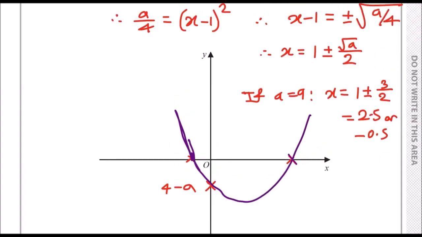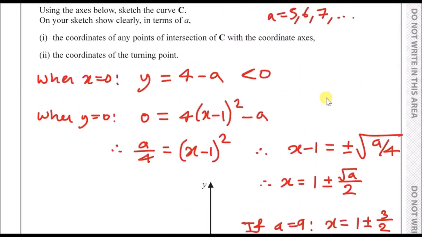Well, this side is going to be 1 plus root a over 2 because it's positive. 1 plus root a over 2. And the left side would be 1 minus root a over 2. Okay, so looks like we're almost there. So that's part 1 done.